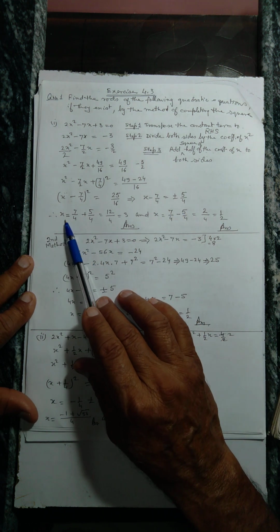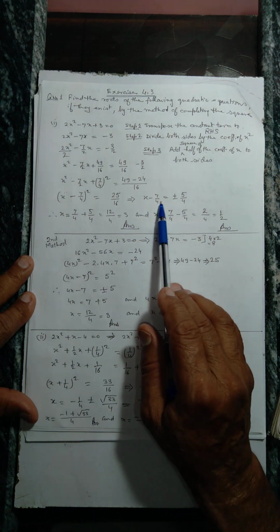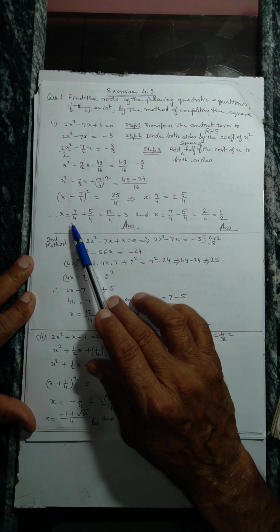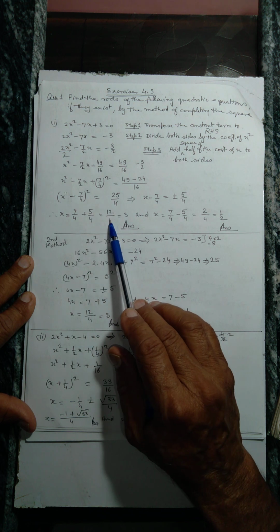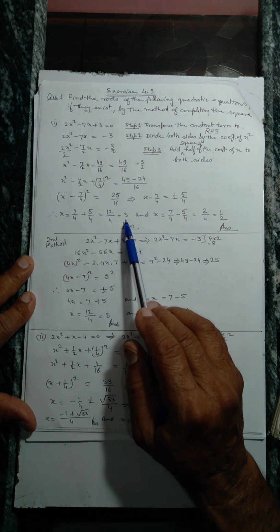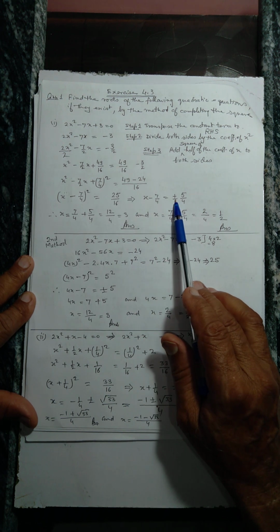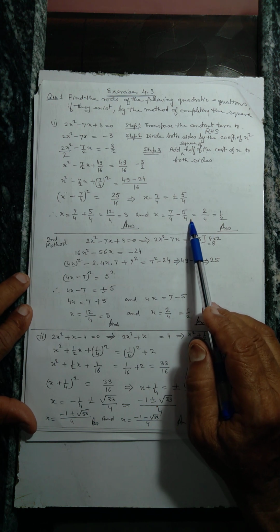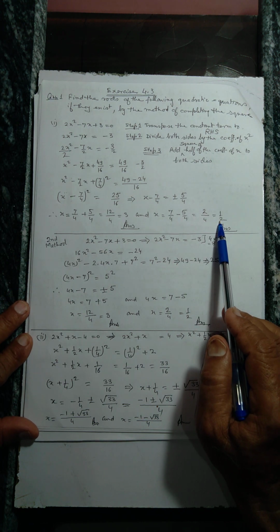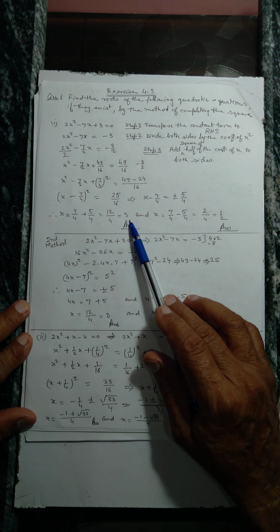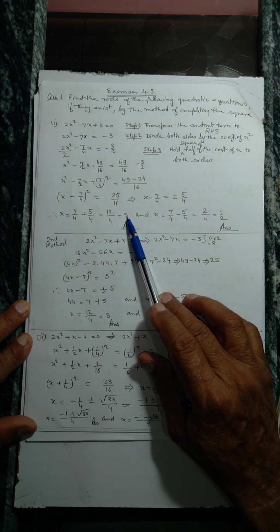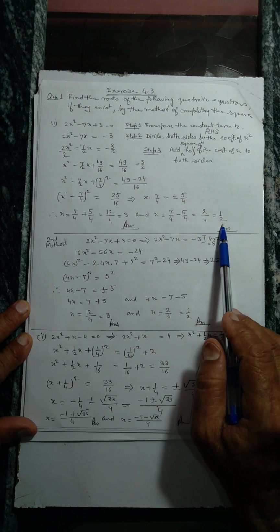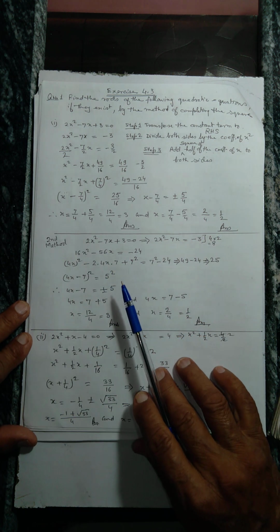So x will be equal to 7/4 + 5/4. Once I will take the positive sign. Here I have taken the positive sign. 7/4 + 5/4 is equal to 12/4, that is equal to 3. One answer you will get. For the second answer, you take the minus sign. x is equal to 7/4 − 5/4. You solve it, you will get 2/4, that will be equal to 1/2. So the answer for the first part of question number 1 of exercise 4.3 is 3 and 1/2.